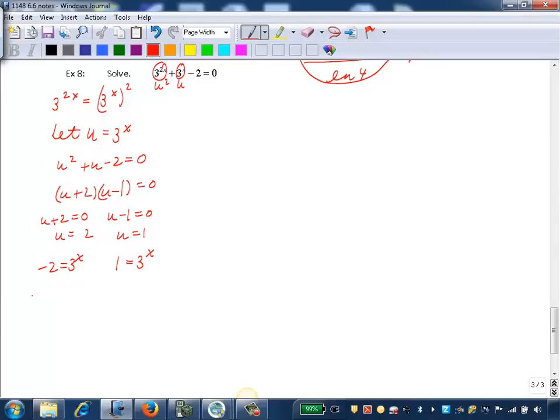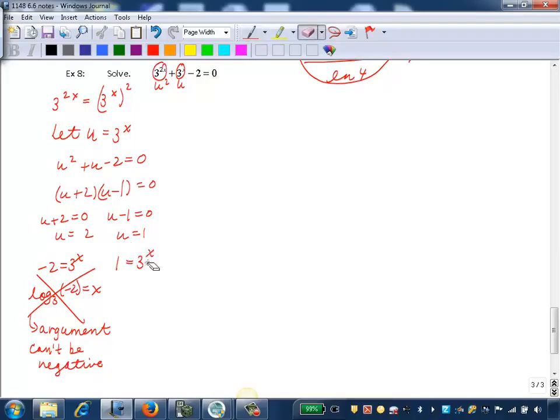So we know we can rewrite this as log base 3 of negative 2 equals x. But this should jump out at you here. This argument is negative, and we can't take the log of negative numbers. So we know that this is not one of our solutions. So if you just want to make a note here, the argument can't be negative. So we exclude that. That doesn't make sense.